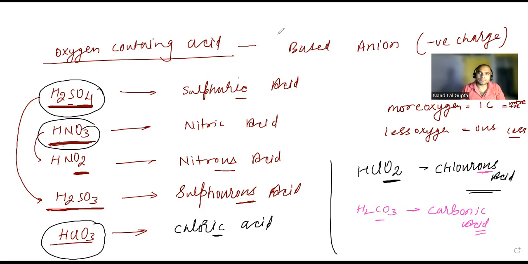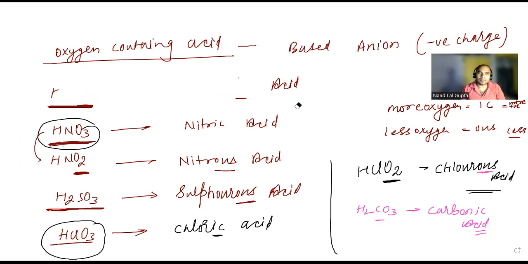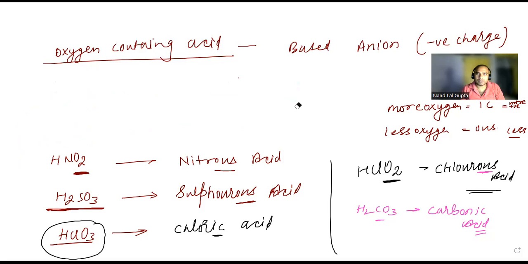If you want to write more examples, more examples can be given also. Suppose COOH and COOH, this is there, or it can be given as C2H2O4. This is called oxalic acid. Again, IC, oxalic acid. No others are there. That much only is there.